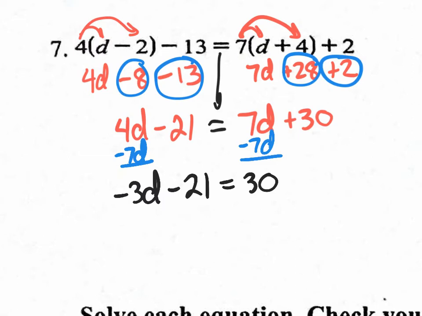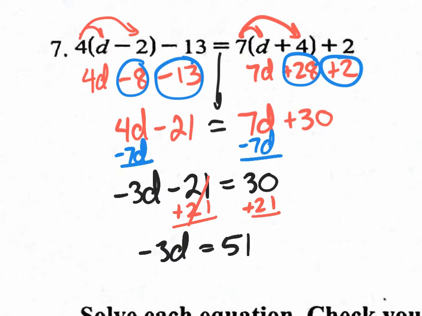Let's get rid of that minus 21 by going plus 21. What you do to one side, you do to the other side, plus 21. We end up with negative 3d equals 51. Final step, what do? You divide by negative 3. Yep, divide by negative 3. And what's the answer? I don't know. Calculator. What is that? Negative 17. Thank you.